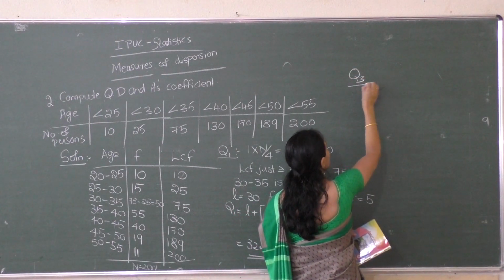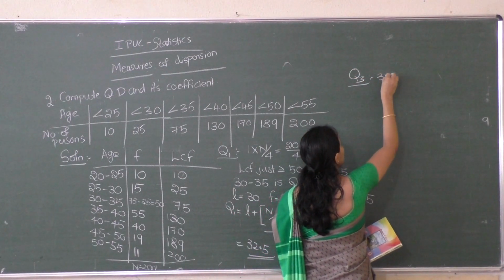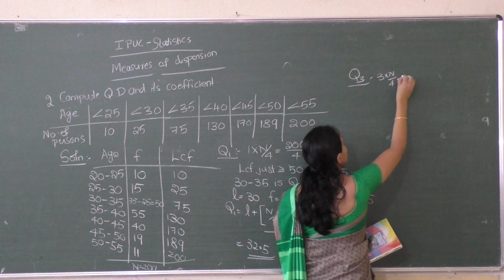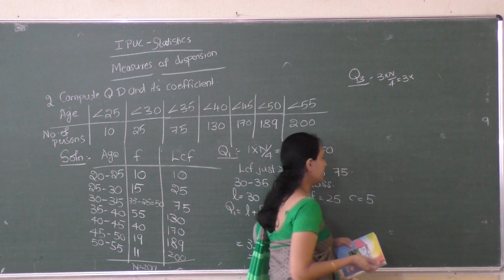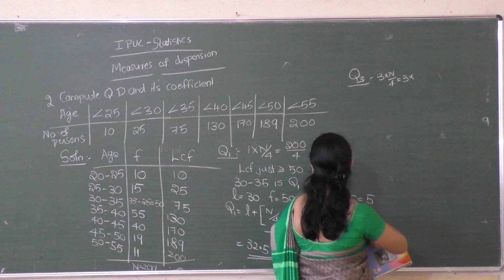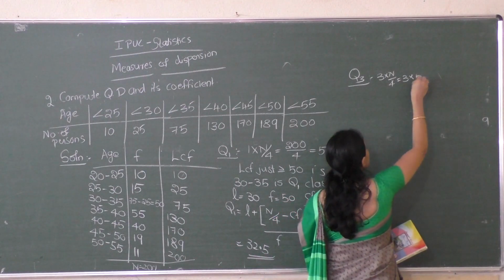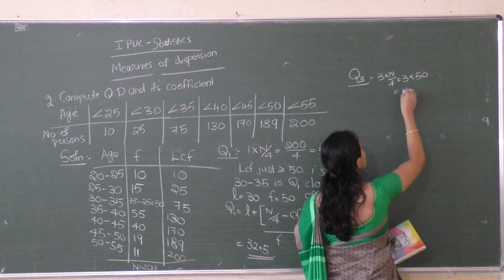Next we have to find Q3, isn't it? For finding Q3, it is 3 into N by 4. N by 4 is 50, so 3 into 50 is 150.